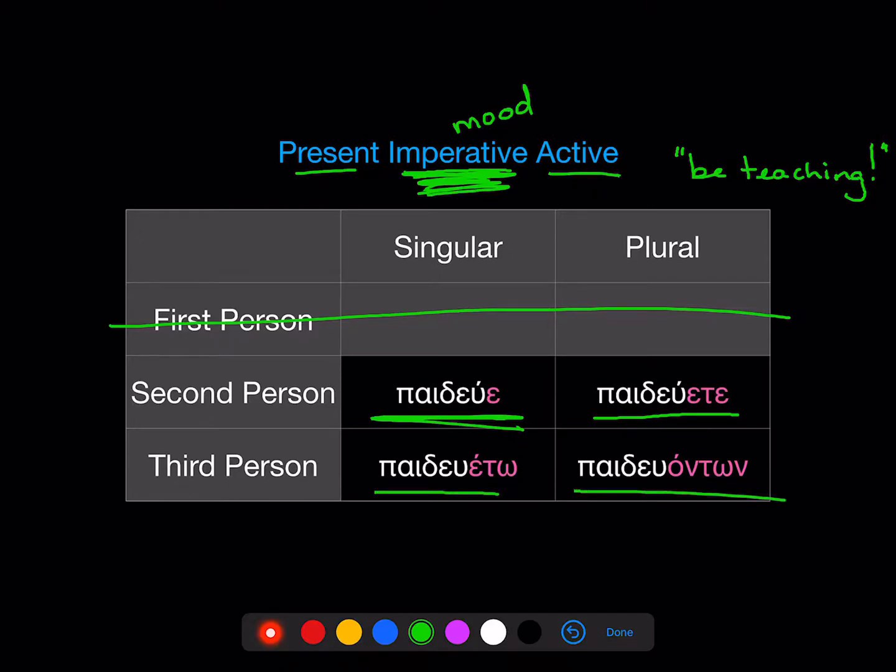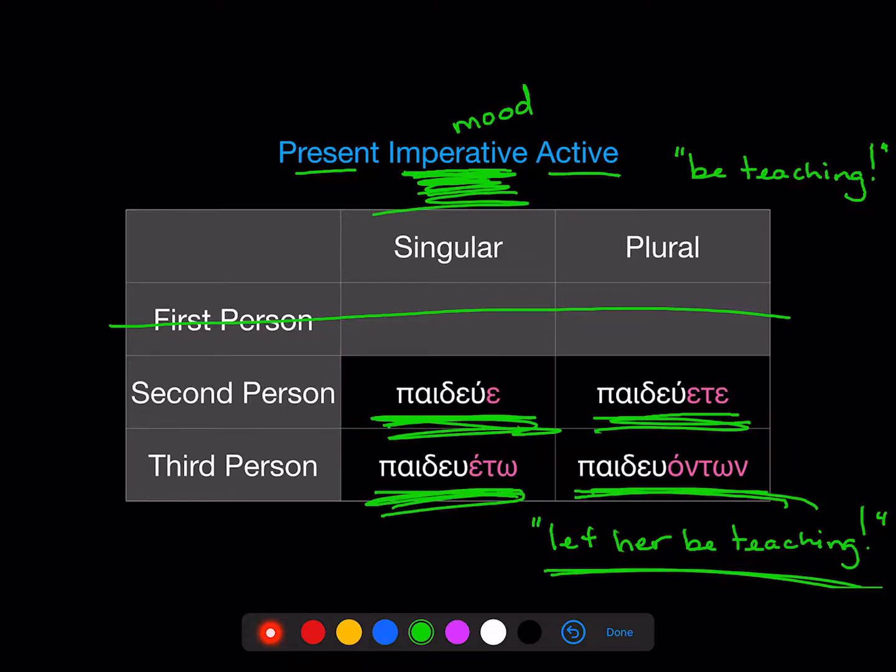Now, in the third person, we don't have a third person imperative in English. So we have to think of a roundabout way of doing it. And the way we generally do it is with let. So paideuetō, let her or him or it or the dog be teaching. And paideuetōn, let them be teaching. Okay? And that is the imperative mood.